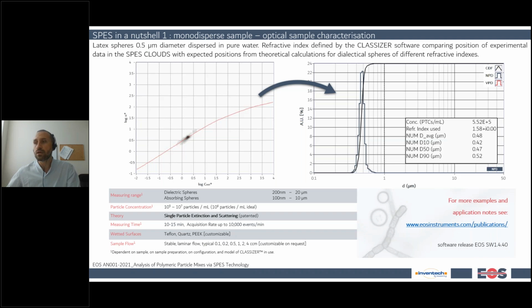The sample flow typically starts from 0.1 ccm and ranges up to 4 ccm, so 4 milliliters per minute. These are the typical sample flow ranges, but also in this case, changing the fluidics, we are able to tune the sample flow range. We are able to measure also higher flow. So depending on the application, we are able to manage the system and provide you the best solution.